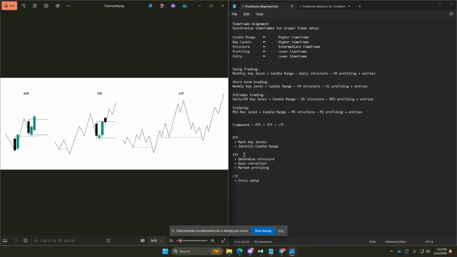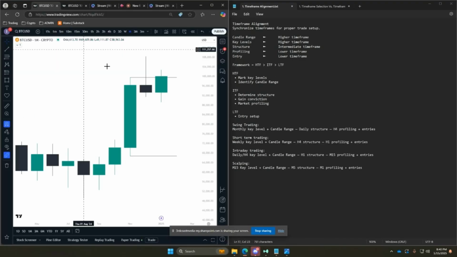I just want to reiterate that we use the different time frames, but we start with the higher time frame when doing top-down analysis. All right, so I'm going to show you the best method for aligning time frames. Let's say we decide we're going to work with the monthly time frame as the higher time frame. That would determine what we use for the intermediate time frame and the lower time frame. We'll go over that a little bit further later.